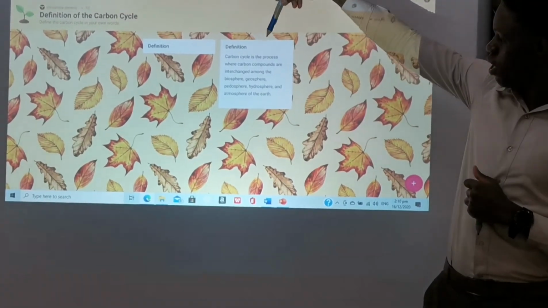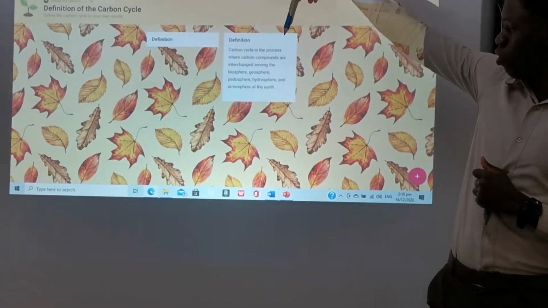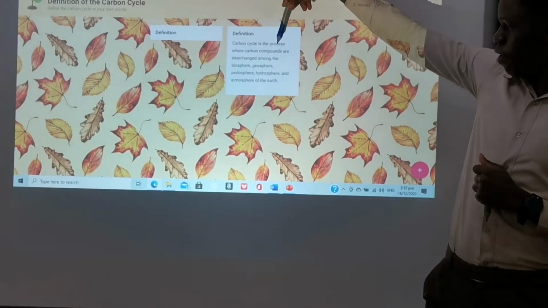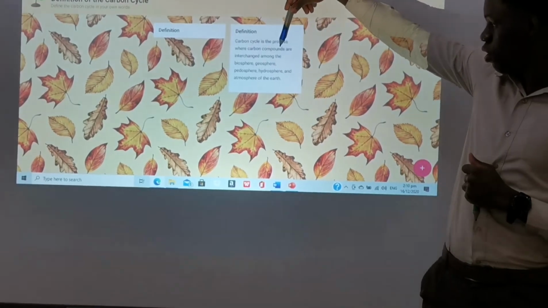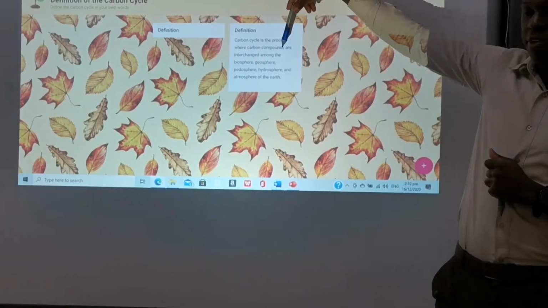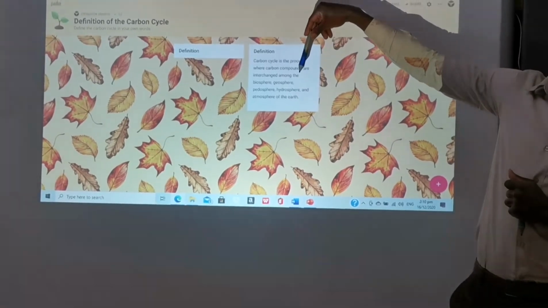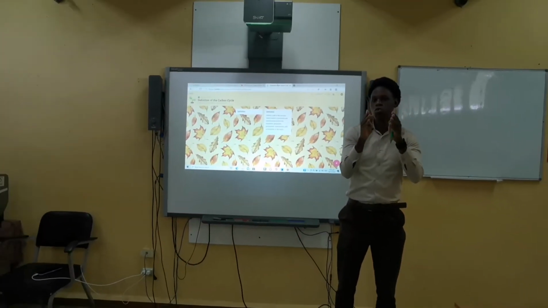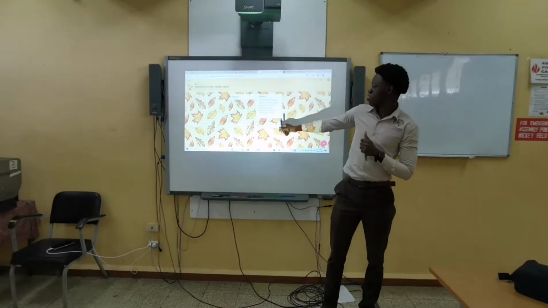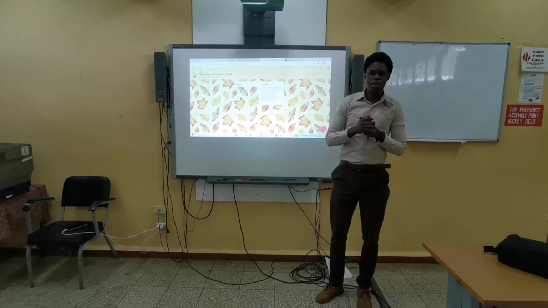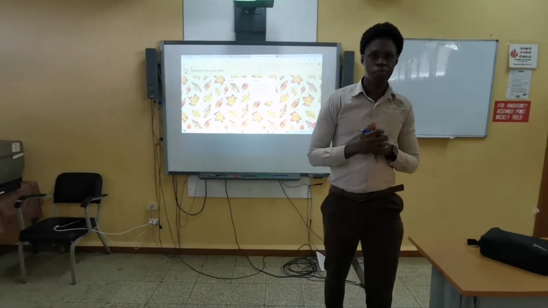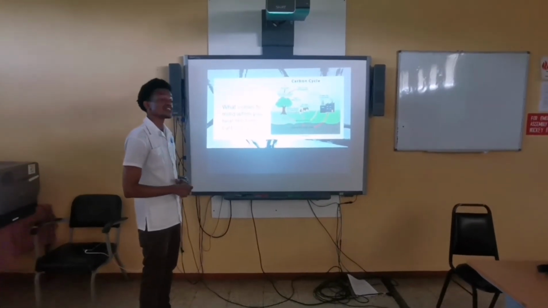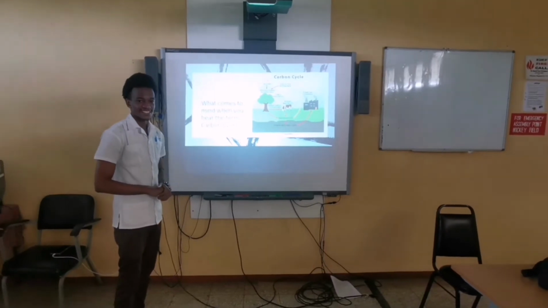The carbon cycle is the process where carbon compounds are interchanged among the biosphere, the geosphere, the pedosphere, the hydrosphere, and the atmosphere on Earth. So that is a good definition, but I know that you guys can do better. So access the platform and let me see your definitions. Students, what comes to mind when you hear the term carbon cycle?